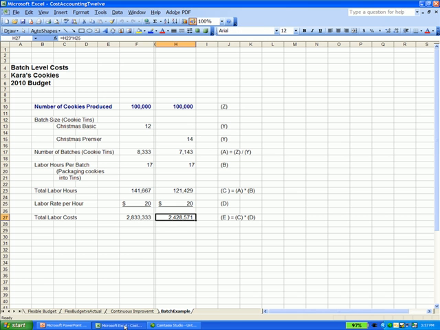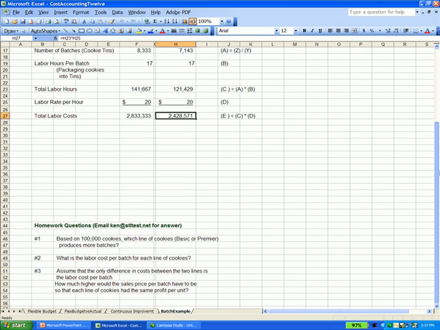One more thing here, back to the batch level example, and this is our homework question. Again, you can pause, rewind the video to get information on the question and to see all of this again when you work the homework. Here's the question. You can email me at the email address listed here to get an answer. Based on 100,000 cookies, which line of cookies produces more batches? What is the labor cost per batch of each line of cookie?